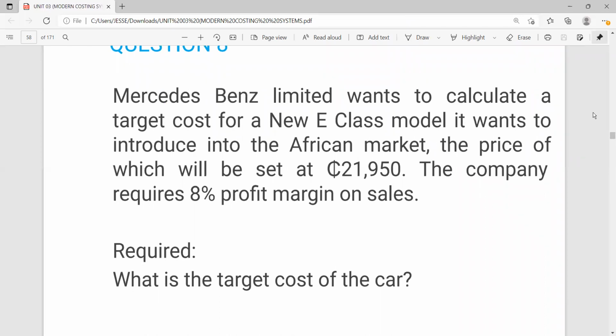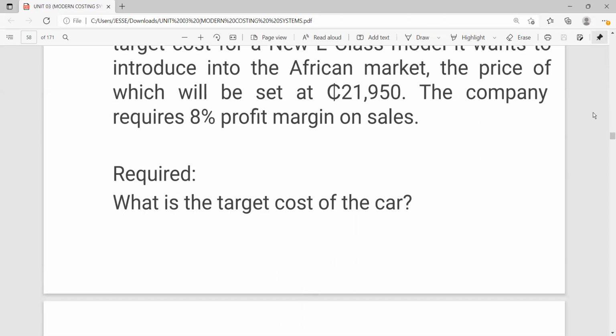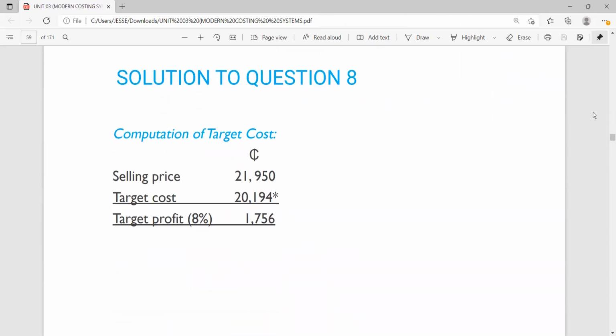Now, looking at this, if you are given an 8% profit margin, if you multiply the 8% by the 21,950, you should get the profit margin. If you get the profit margin, then you can deduct that from the selling price. So the solution would simply be, the selling price is 21,950.